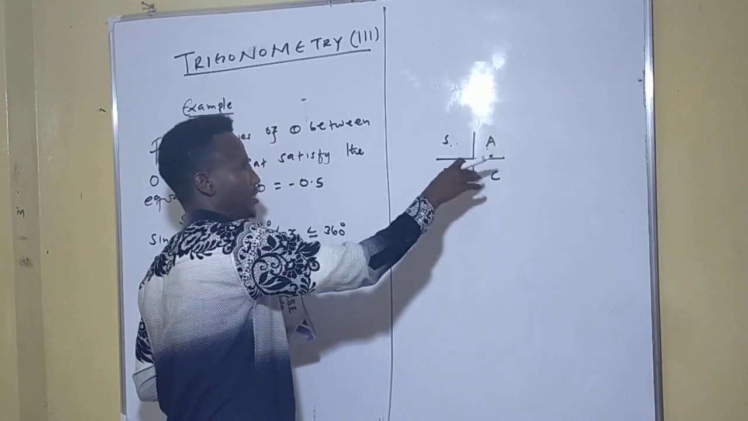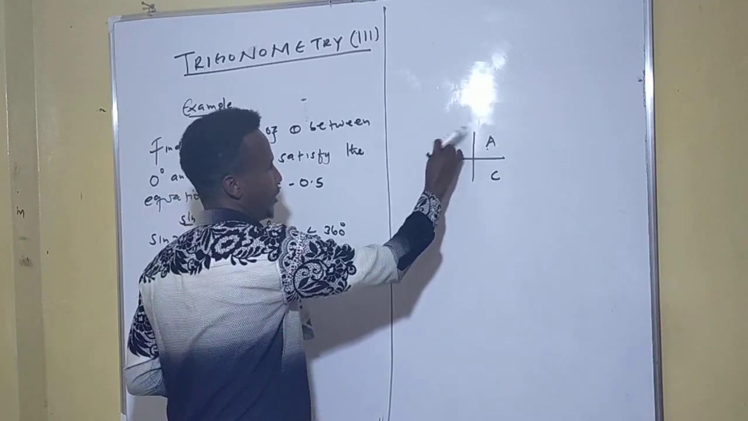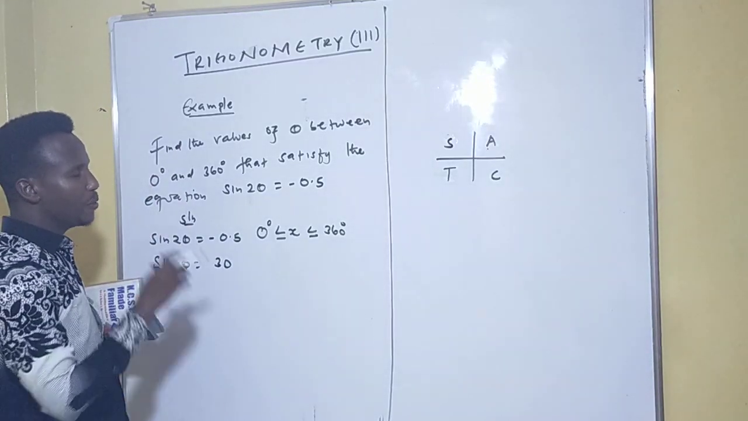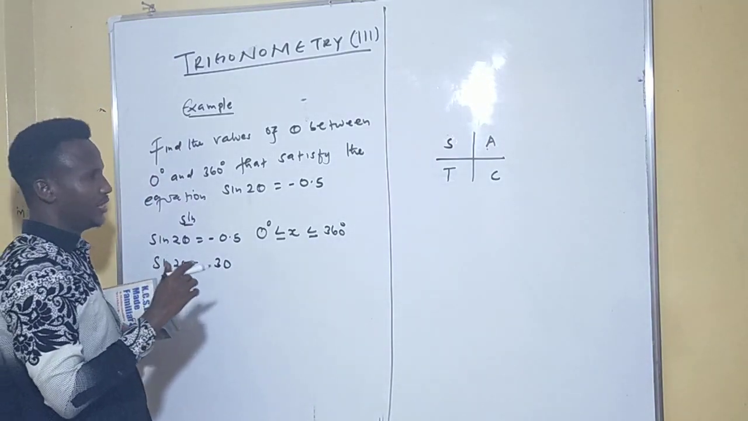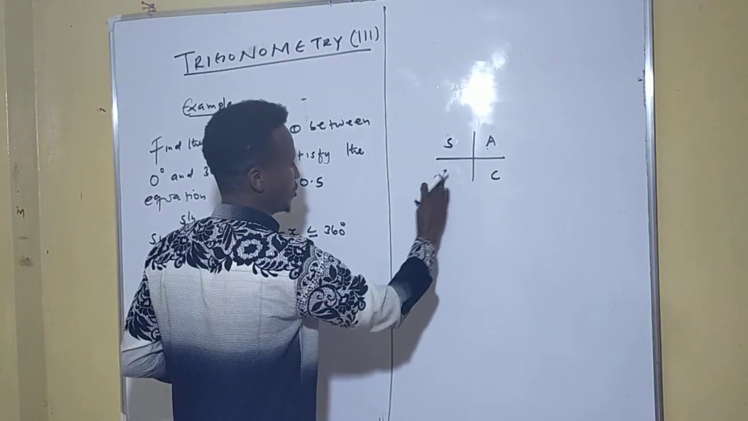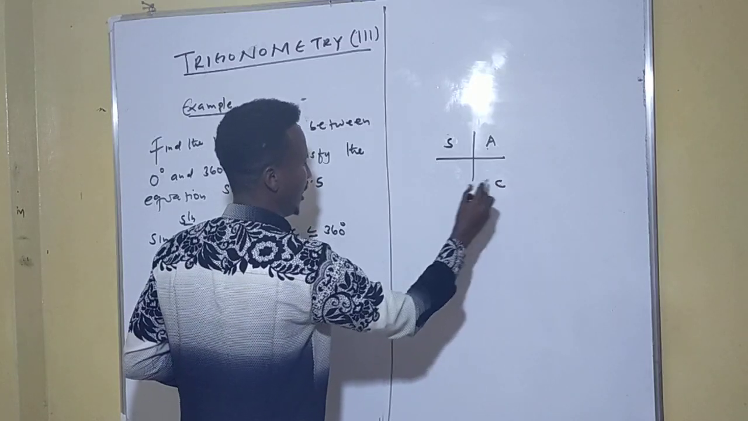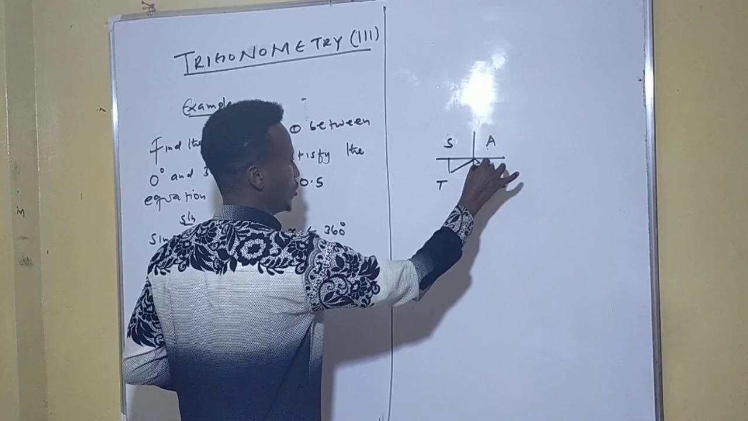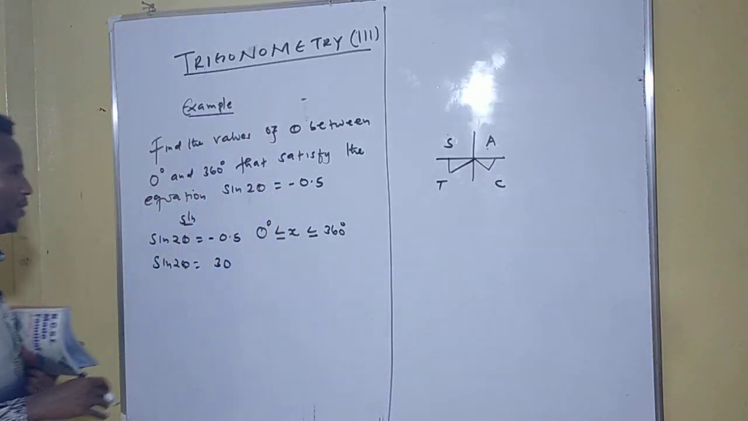Because here all of them are positive: sine, cosine, and tangent. Again, in the second quadrant, we have S here. It means sine is also positive. So our solution will only be found in the third and fourth quadrants. So let me write this one C here, and this one T. So these are the angles we are going to discuss, okay?